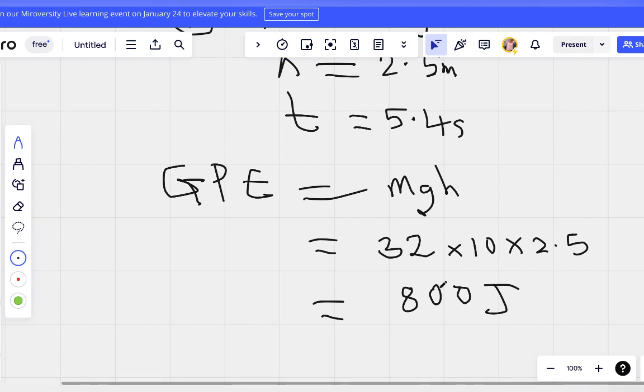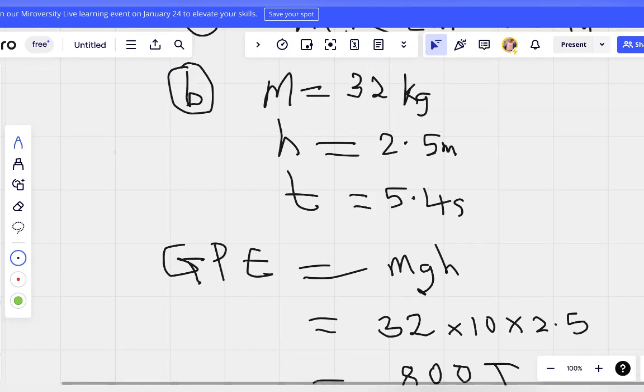This will be 800 joules. Is that okay? You get 800 joules for the energy. Now let's say that's B, Roman figure 1. So there are two questions for B. Let's look at the other one before we go to C.